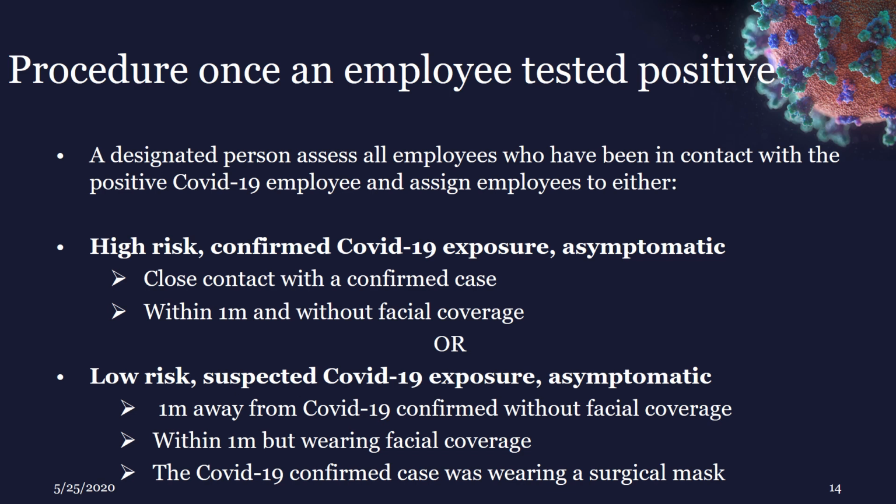High risk, confirmed COVID-19 exposure, asymptomatic, means you were in close contact with a confirmed case within 1 meter and without facial coverage. Low risk, suspected COVID-19 exposure, asymptomatic, means you were 1 meter away from the COVID-19 confirmed case without facial coverage, or you were within 1 meter but wearing facial coverage, or the COVID-19 confirmed case was wearing a surgical mask.